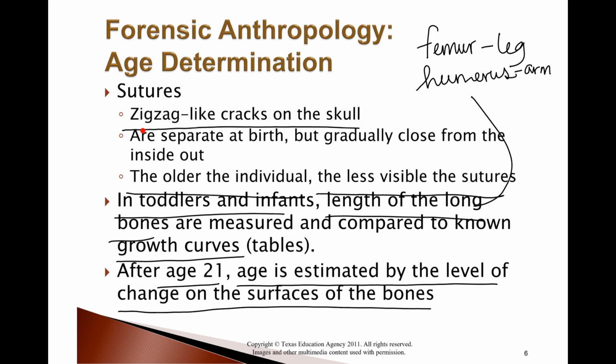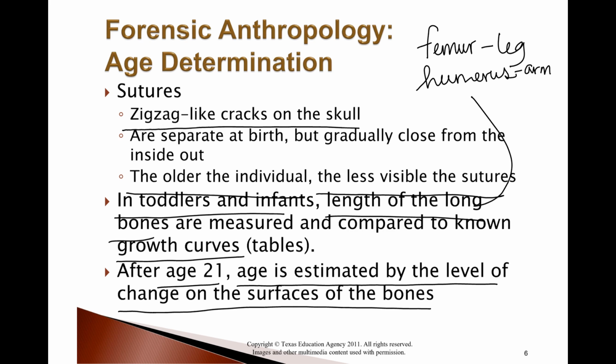So again, the zigzag-like cracks on your skull, those are called sutures. And they start off as being 3 individual pieces or multiple individual pieces at birth, but as you grow older, they close up from the inside out and they fuse and turn into bone. Now, the older you are, the less visible the sutures get. So you can still see them on an adult skull, but you have to be trained to know what to look for. It's way more obvious on the skull of a younger person.